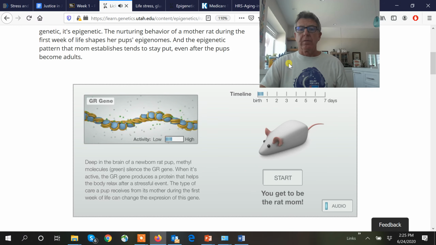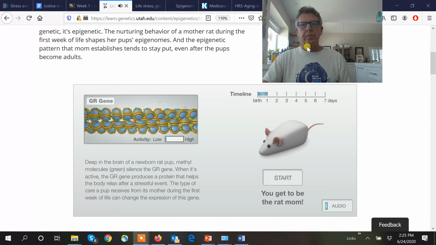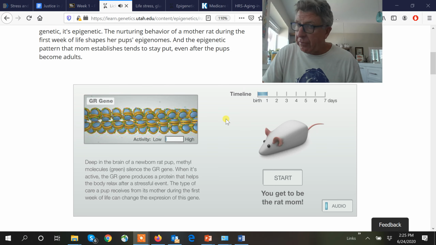Right, so. Deep in the brain of a newborn rat pup, methyl molecules, green, silence the GR gene. When it's active, the GR gene produces a protein that helps the body relax after a stressful event. The type of care a pup receives from its mother during the first week of life can change the expression of this gene. All right, what does GR stand for?